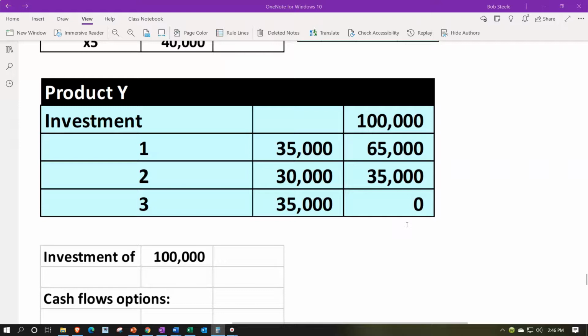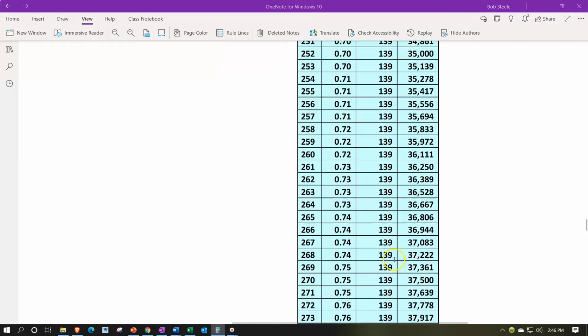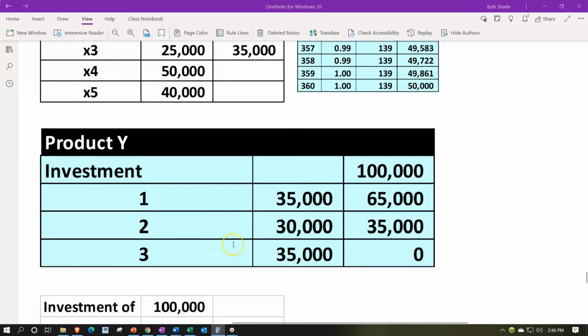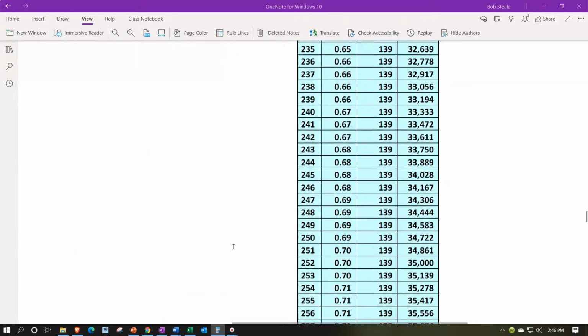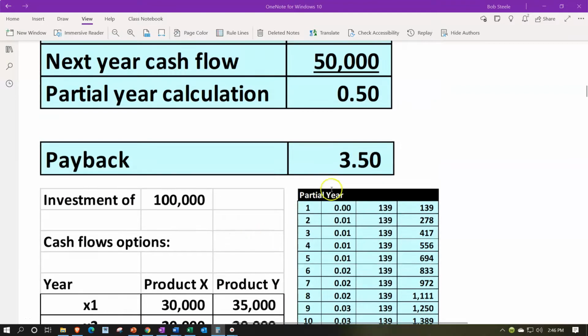So then the typical question you're going to have, the book question, is going to be, you're going to have to explain this. Which one would you choose under the payback period? Well, you would obviously choose the second one here, because you're going to get your money back in 3 years, as opposed to the first one where it's going to take you 3.5 years. And I want my money back sooner.